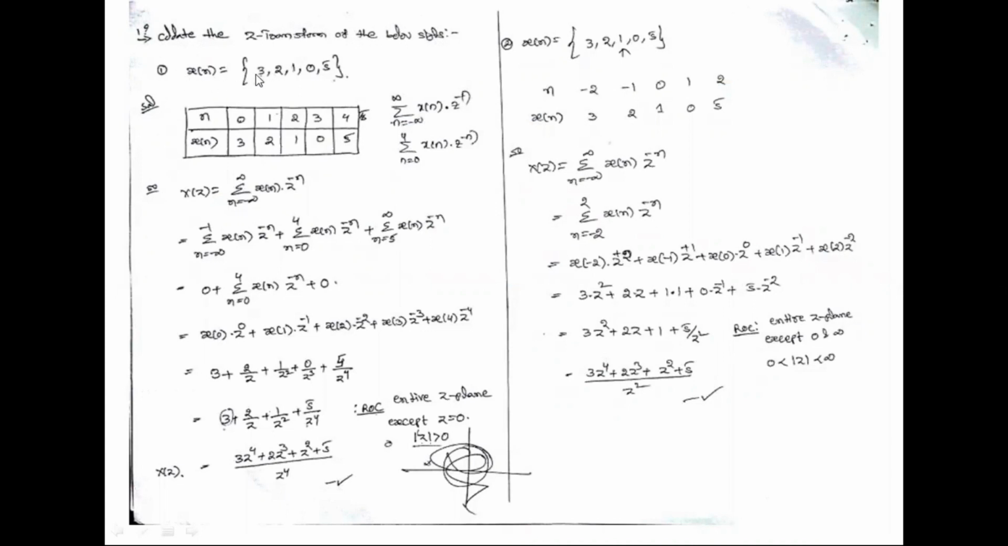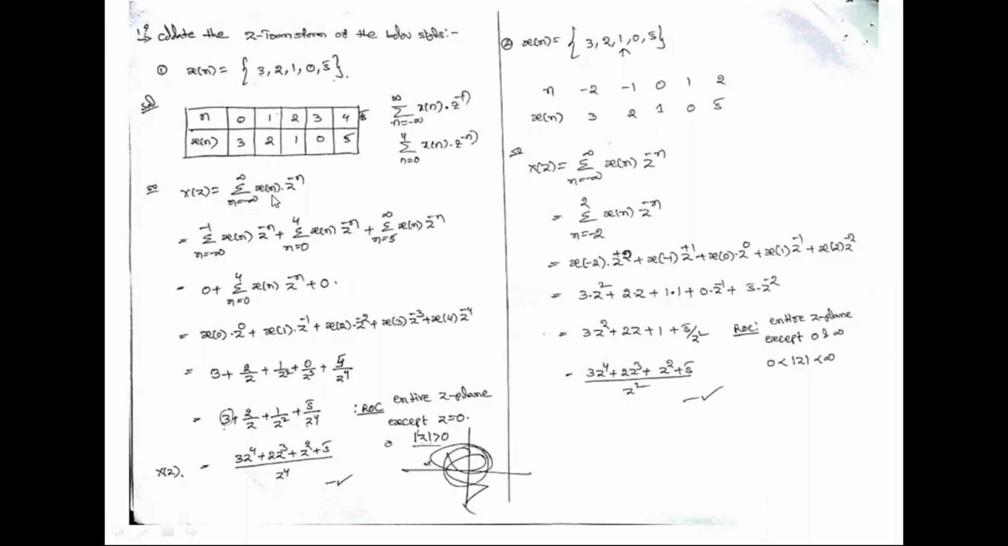So the first one is x of n, given as the sequence 3, 2, 1, 0, 5. Without any arrow mark, the first value is at n is equal to 0. At n is equal to 0, the x of n value is 3, and n is equal to 1, the x of n value is 2, and n is equal to 2, the x of n value is 1, and so on. Okay.